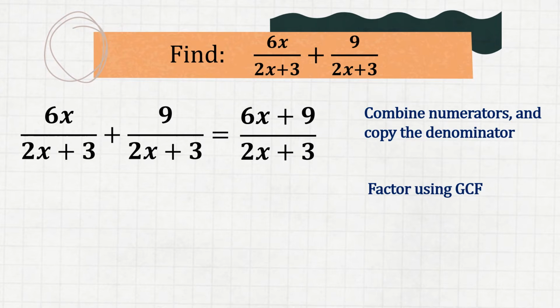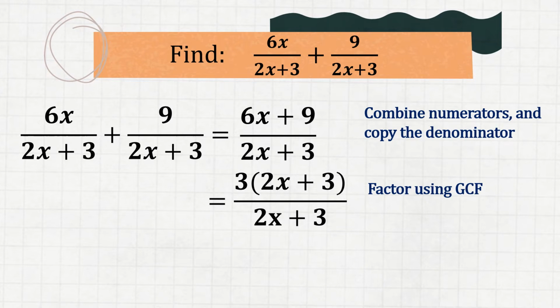Then, we will factor using the GCF or the greatest common factor. The GCF of 6x plus 9 is 3. We divide the numerator by the GCF 3 to get what we will put inside the parentheses. So, 6x divided by 3 is equal to 2x. Then, 9 divided by 3 is equal to 3. So, the factored form will be 3 times the quantity 2x plus 3 over 2x plus 3.